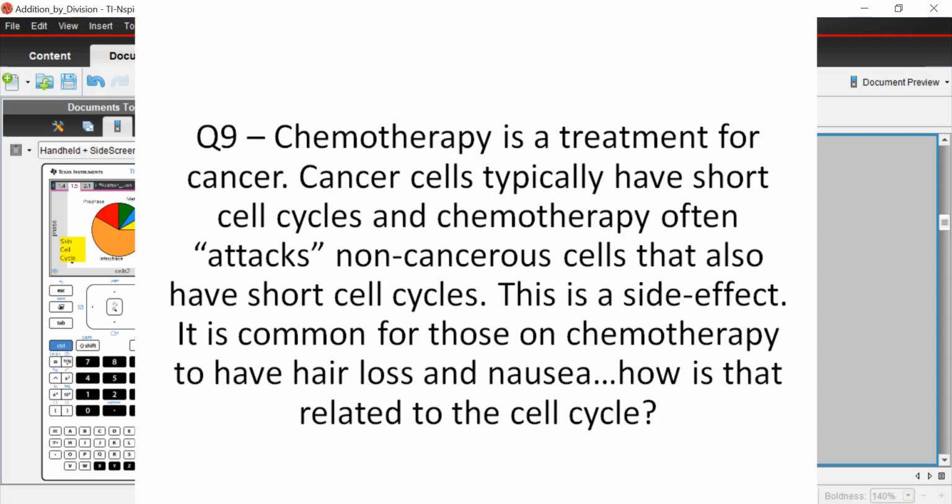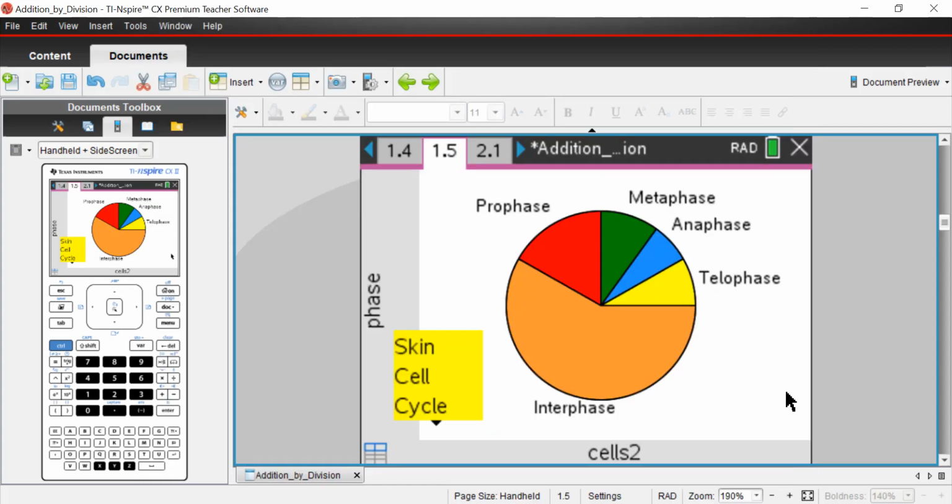And side effects of chemotherapy, if you think about what those are, you may be familiar with them. Usually it's like loss of hair and nausea. And so when you're not feeling well and you're sick to your stomach. And so based on what you know about the cell cycle, what would cause these side effects? Again, pause the video if you want to think about this a little bit.